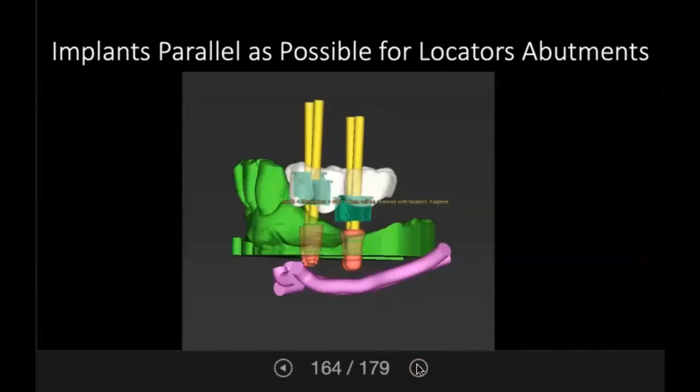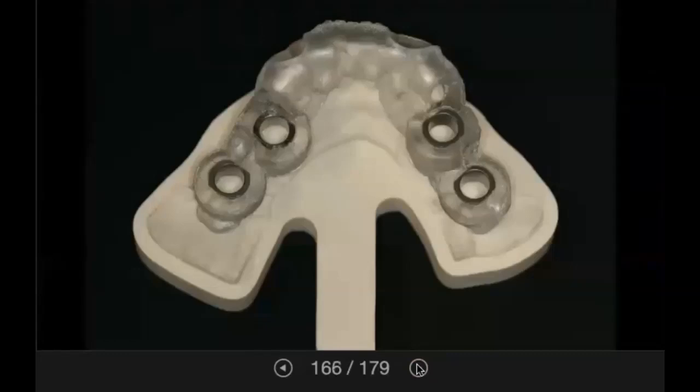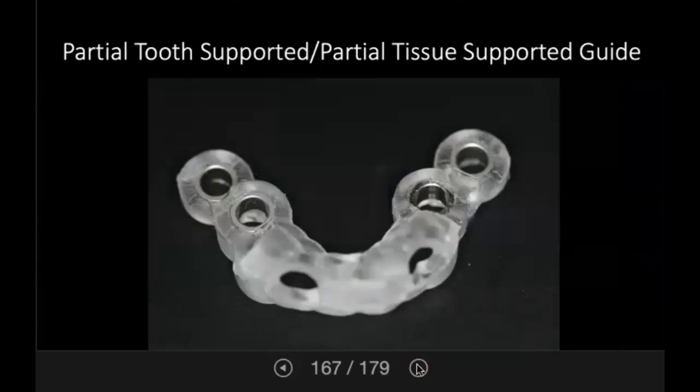A custom model and surgical guide is fabricated. Prior to surgery, it is always a good idea to compare the fit of the surgical guide on the model, as this is how the guide will fit the patient at the time of surgery. The implant guide will be partial tooth supported and partial tissue supported.